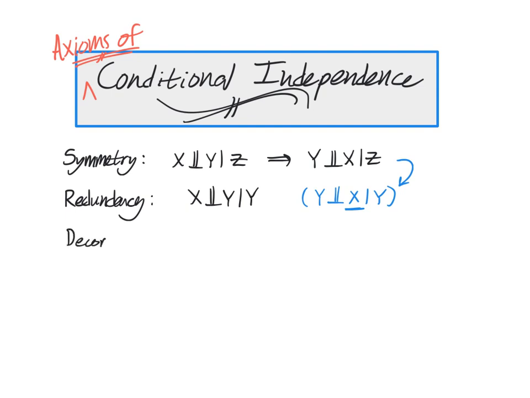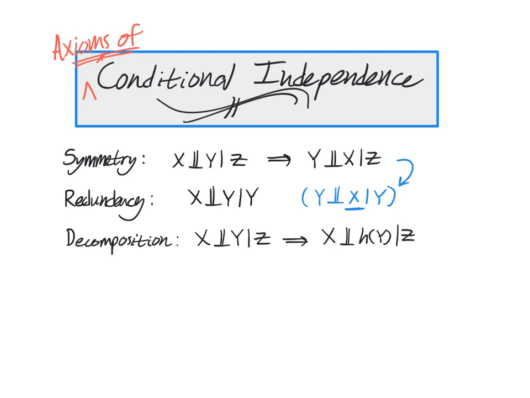The third axiom of conditional independence is called decomposition. Decomposition says that if x is independent of y given z, then x is also independent of any measurable function of y given z, where here h is used to denote some arbitrary measurable function. In words, the decomposition property says that if learning y tells you nothing additional about x, given that you already know z, then the same is true for any function h of y.